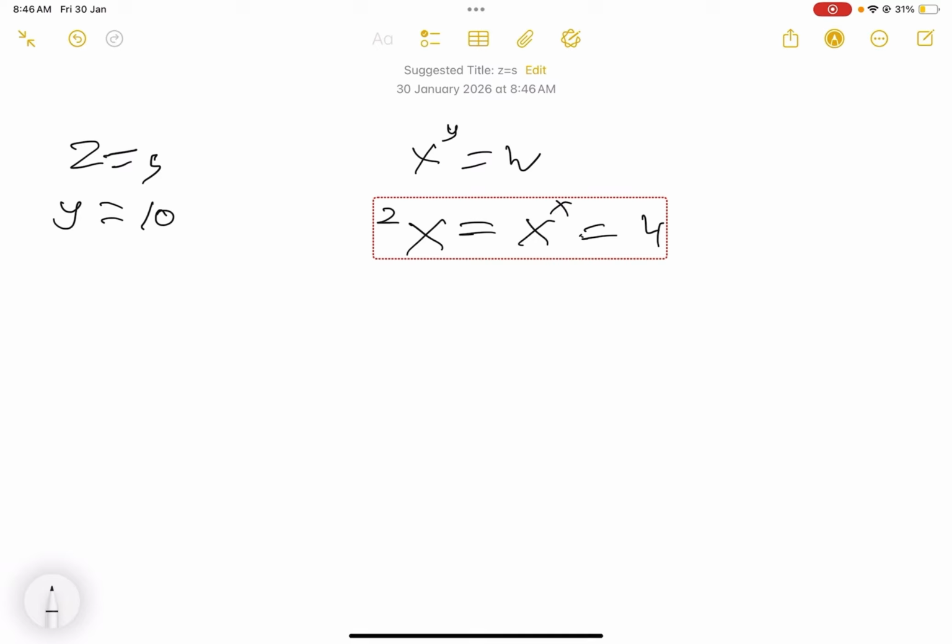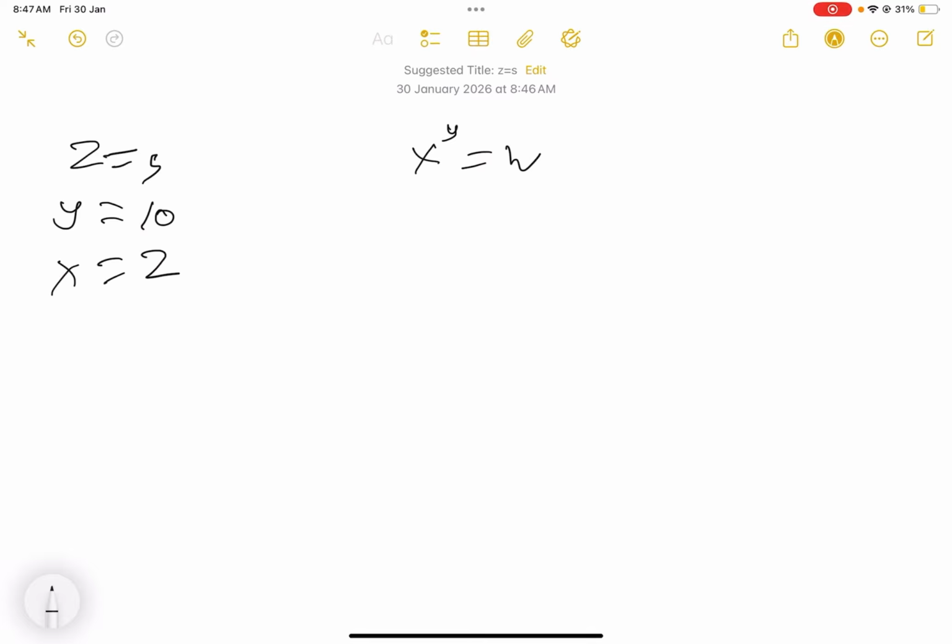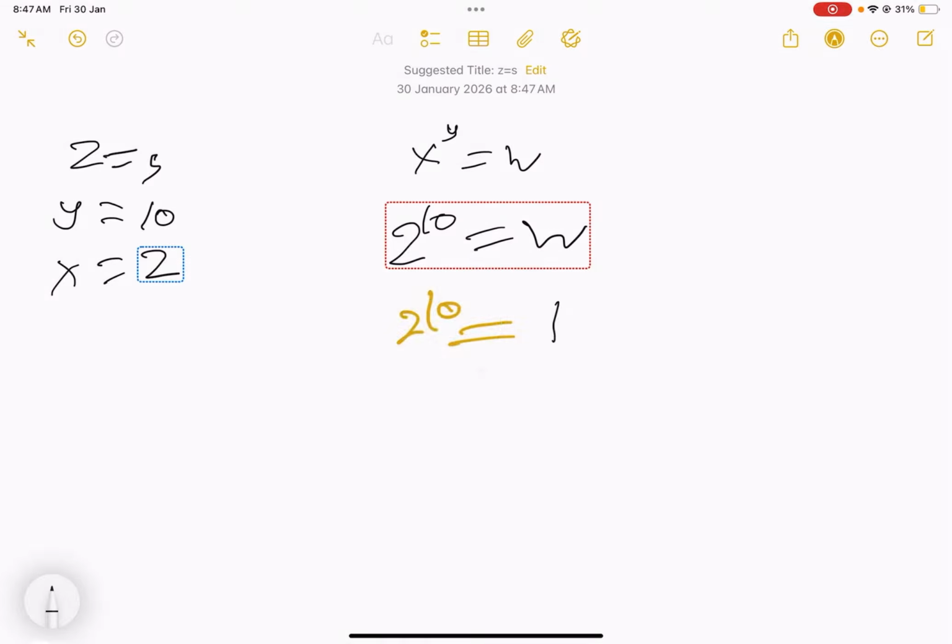Now try to find the value for x. x to the x is equal to 2 to the second, because 2 squared is equal to 4. So now that we know all, and we know that x to the y is equal to w, and x is equal to 2, so it's 2 to the 10 equals w, and 2 to the 10th is equal to 1024. That's our answer right there.